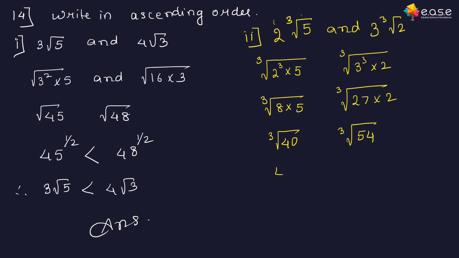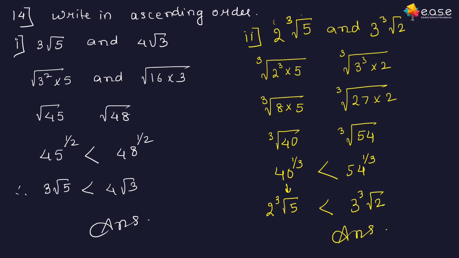So this is equal to 40 to the power 1 by 3, and this is equal to 54 to the power 1 by 3. Powers are same, so we can compare the bases. So this is greater. Where have we come from? We have come from our question, which is 2 into third root of 5 is less than 3 into third root of 2. This is our answer. Getting it? That is how we keep on doing it, ascending and descending order. Okay, let's do question number 15.